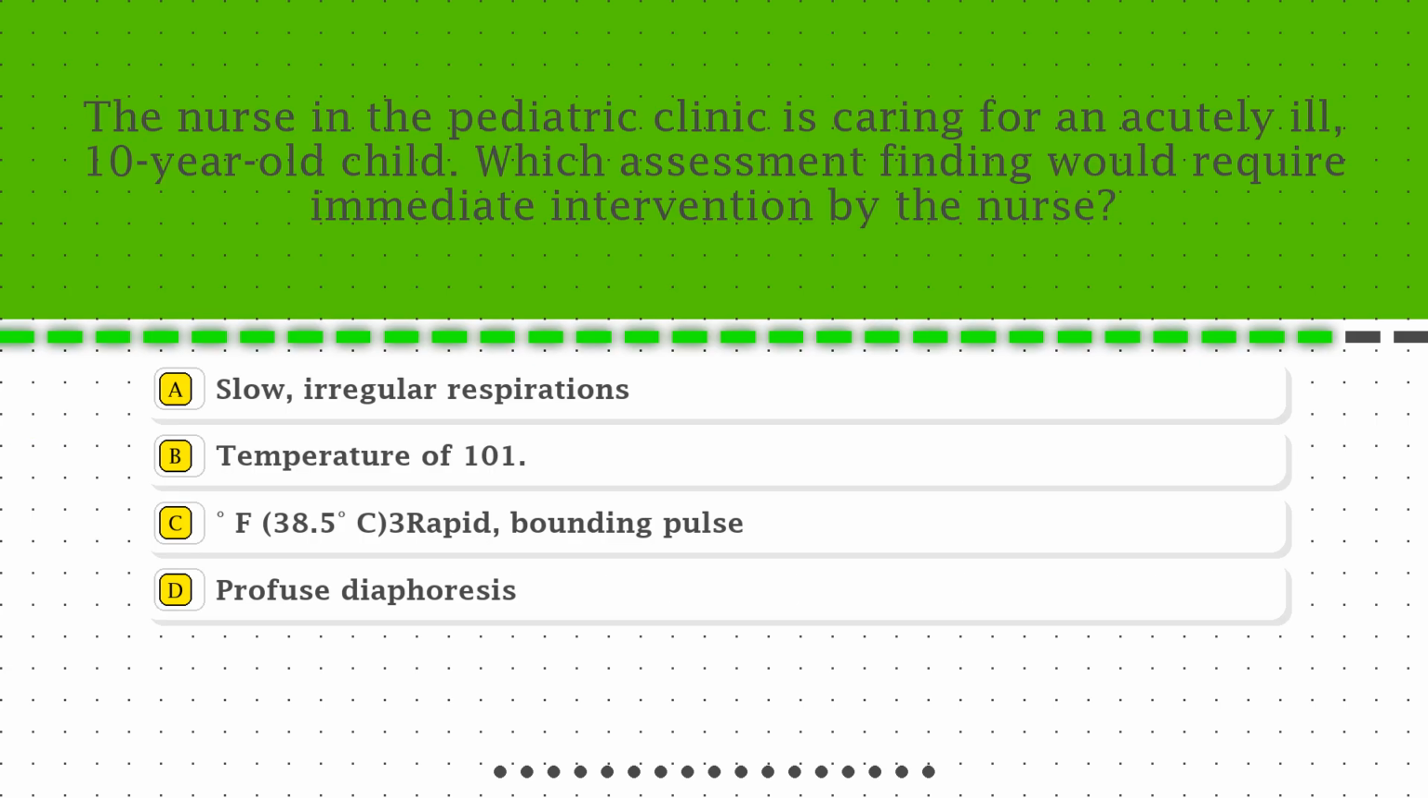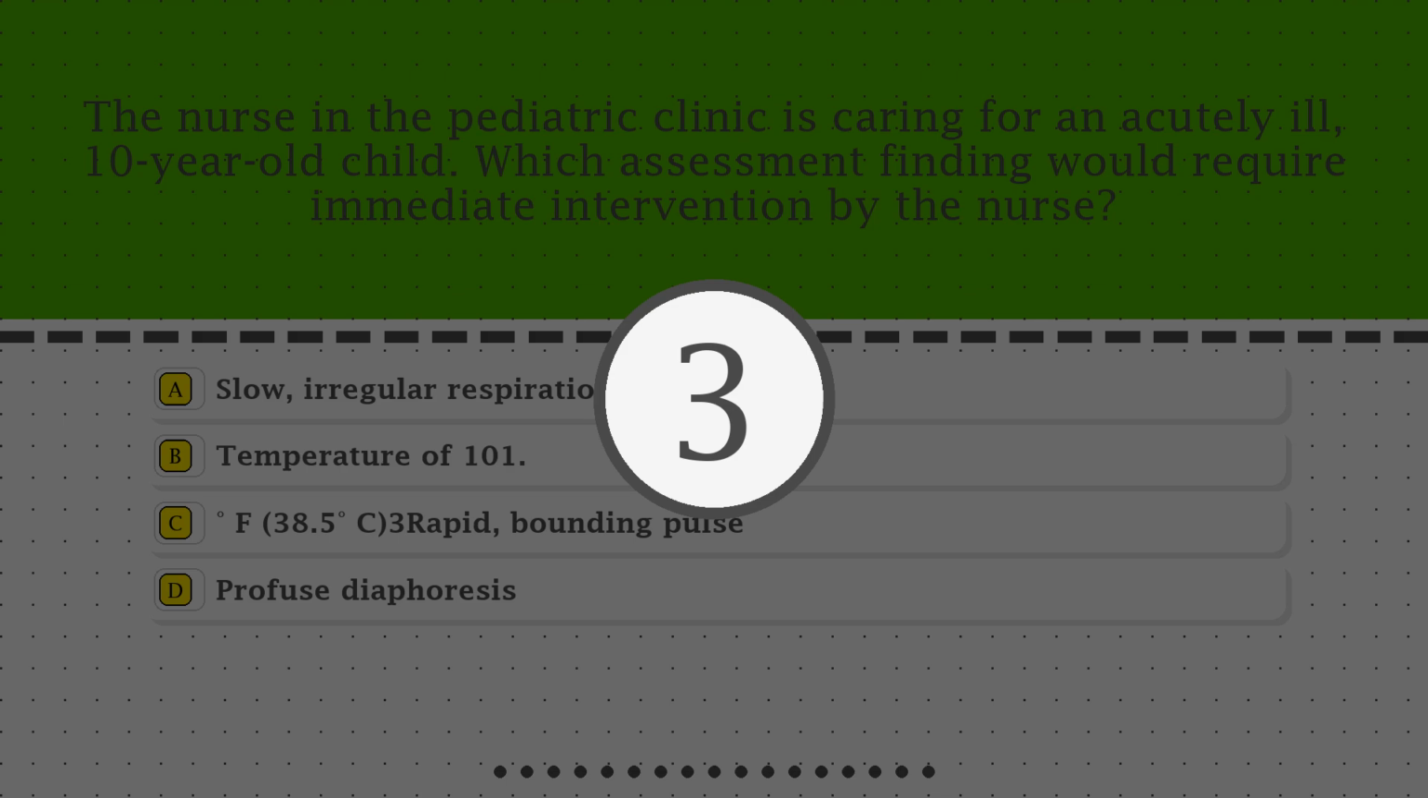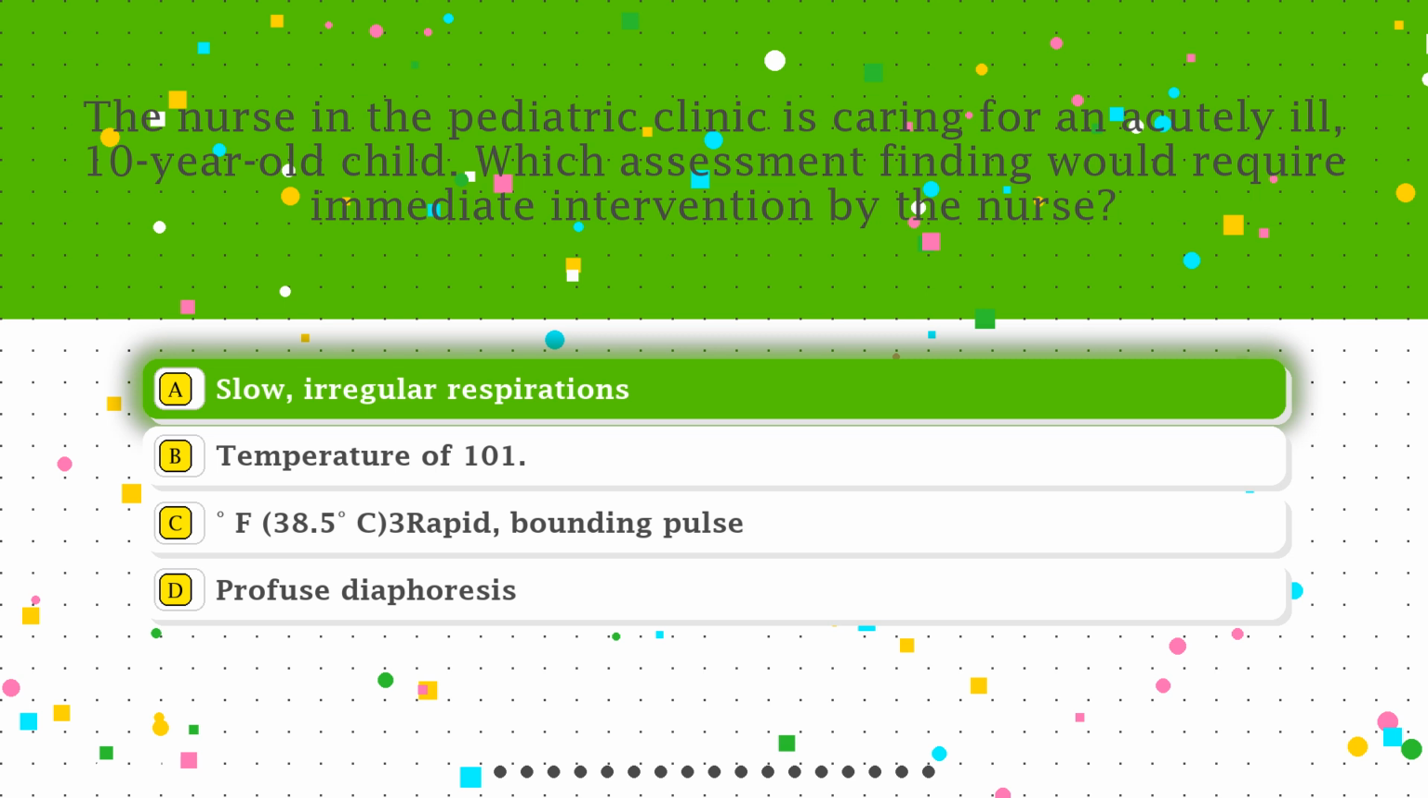Question 1. The nurse in the pediatric clinic is caring for an acutely ill, 10-year-old child. Which assessment finding would require immediate intervention by the nurse? Option A, slow, irregular respirations. Option B, temperature of 101 degrees F, 38.5 degrees Celsius. Option C, rapid, bounding pulse. Option D, profuse diaphoresis. The correct answer is option A, slow, irregular respirations.